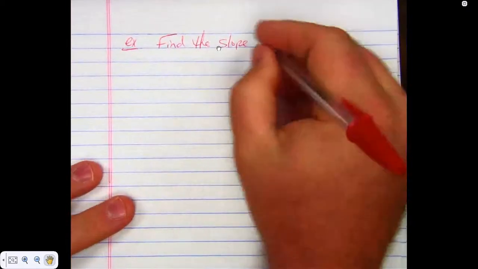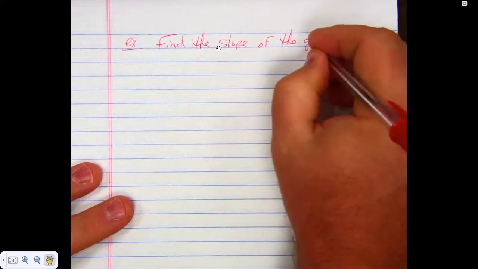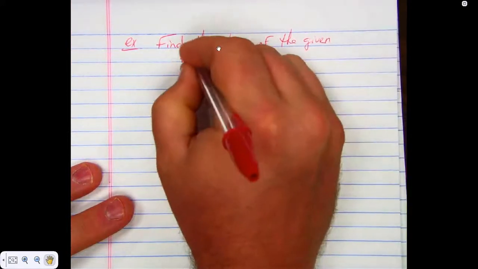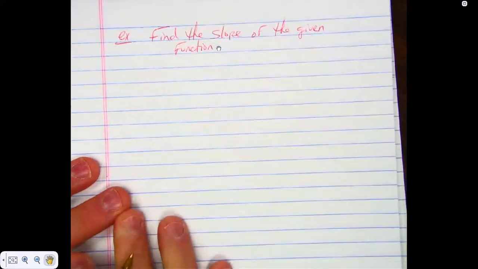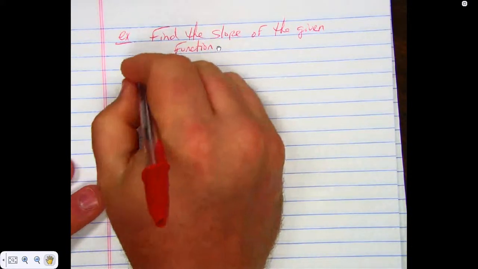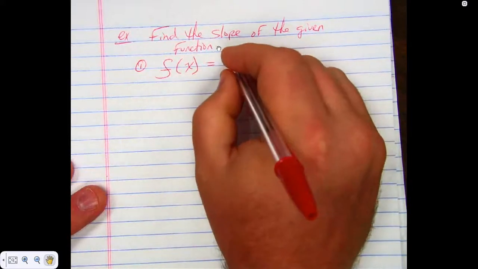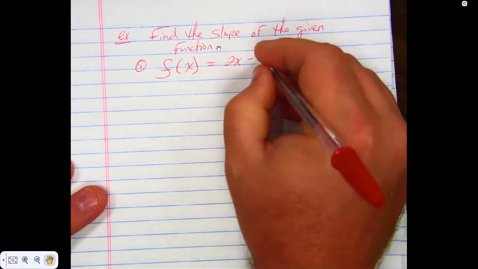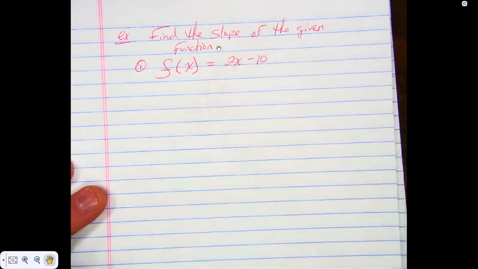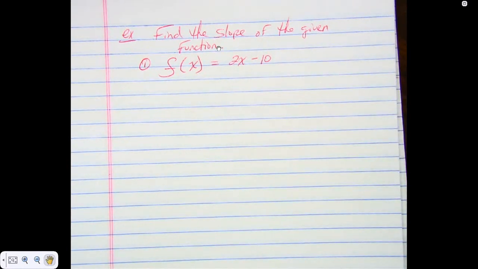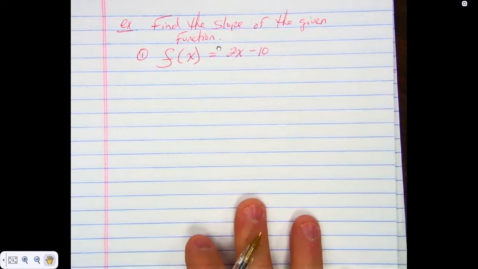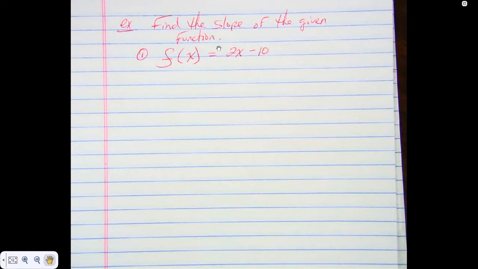Now, we'll do an example. It's going to say find the slope of the given function. Number 1. Now, here's what I want you to understand. I know some of you may be able to put 2 and 2 together and realize there is an easy way to say what the slope is. I want you to do it this way. Okay?